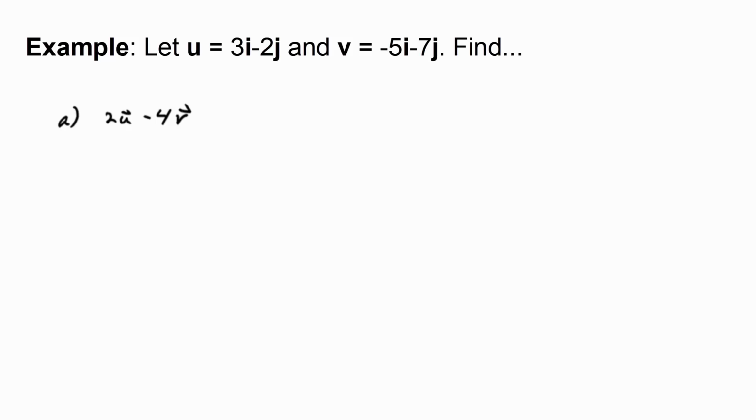Okay, let's substitute in what u is. Don't change to component form. That would be spinning your wheels. You'd be doing a lot more work than you need to do. So just leave it in IJ form. So 2u would be 2 times, okay, use parentheses for multiplication, 2 times 3i minus 2j. That's the 2u. And then minus 4v. 4v would be minus 4 times negative 5i minus 7j. So all I'm doing is substituting. Does that make sense so far?